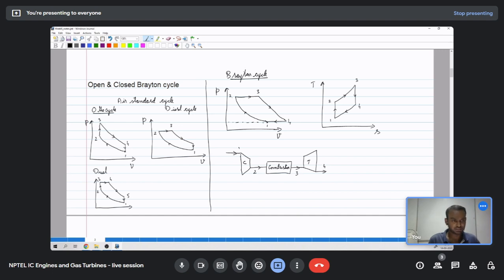So if it is just rejected out to the atmosphere, without recycling the working fluid back, then it becomes an open cycle. And in the case of a closed cycle, the air at state 4 is fed to a heat exchanger where the heat is rejected from the system and then fed back to the compressor.